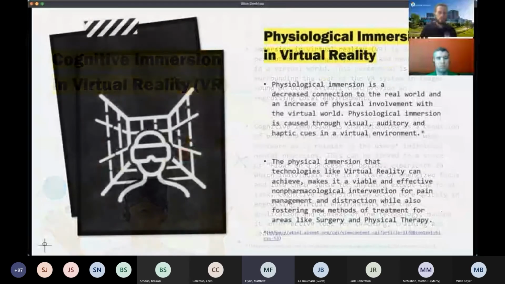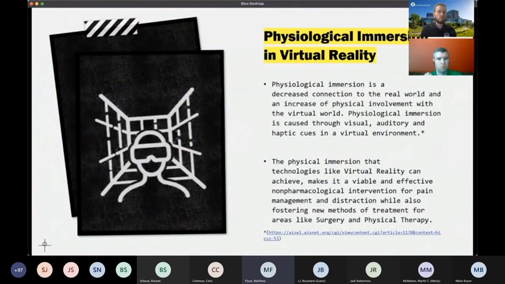So the other level of immersion is physiological immersion. Physiological immersion is a decreased physical connection to the real world and an increased physical involvement with the virtual world. Physiological immersion is caused through visual, auditory, and haptic cues in a virtual environment. So this physiological immersion is what makes VR such a viable tool for interventions that require full body movement, like we talked about earlier, such as art therapies, physical therapies, what have you.